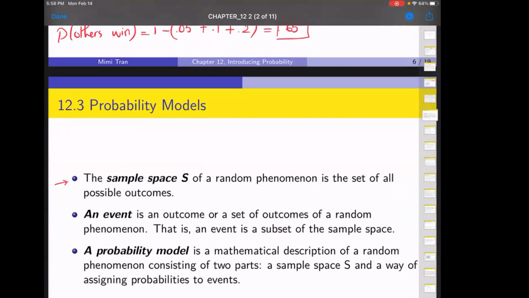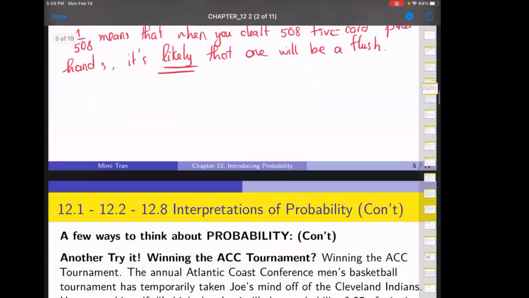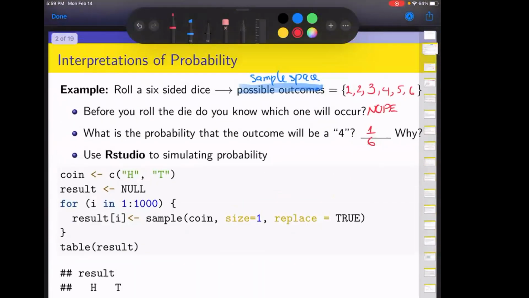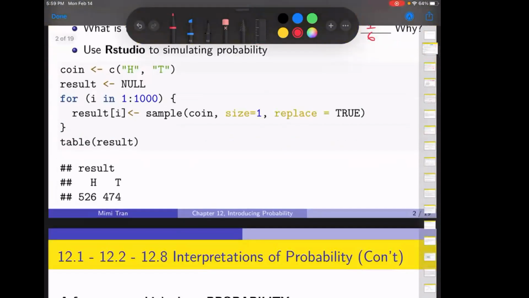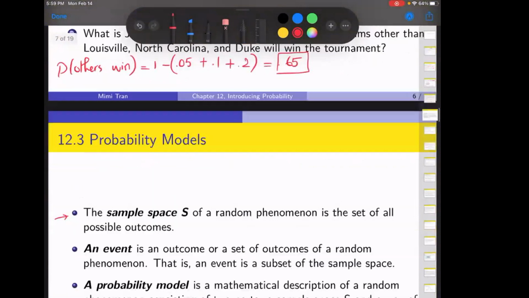An event is an outcome or a set of outcomes of a random phenomenon. Let me explain what is a sample space. If you go back all the way to the beginning, I said that all the possible outcomes of rolling a six-sided die would be 1, 2, 3, 4, 5, 6, right? There are six possible outcomes here. So those are the sample space. What about flipping a coin? What are my sample space? Yeah, head or tail, right? Very good. You gotta understand what sample space is.